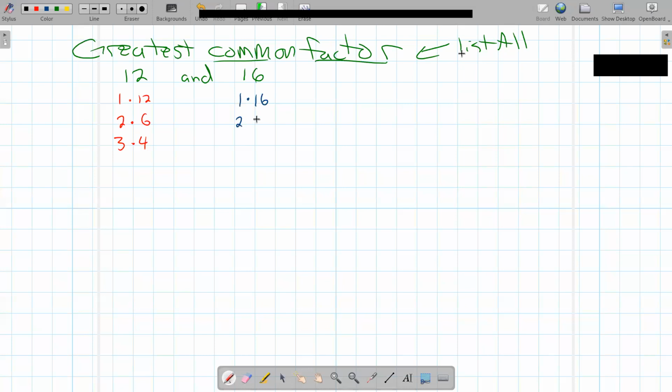For 16, we're going to always have 1 times 16. 2 works because it's even. 2 times 8. 3 doesn't work, but 4 works. 4 times 4. So my list is complete there.